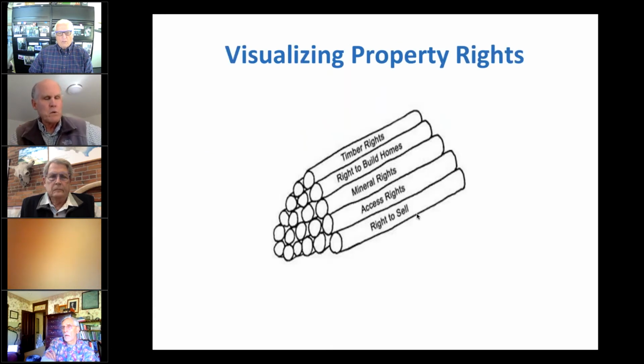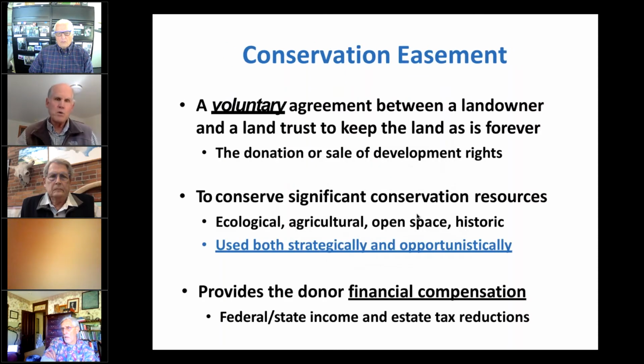And so the way we often visualize this is this series of rights, a bundle of sticks that you can sever and move these rights around. And the main tool that is used in the world we're speaking about is the conservation easement, one of the tools in our toolkit. And it is a voluntary agreement. That's a key word, between a landowner, a land trust, or unit of government to keep the land basically as is, to donate or sell most or all of the right to subdivide and develop the property. And this is in perpetuity, it runs with the land.